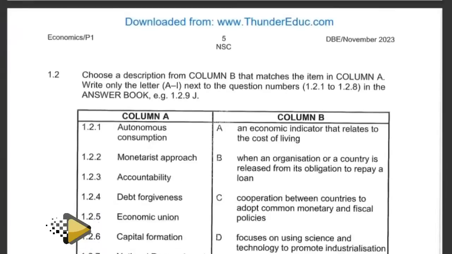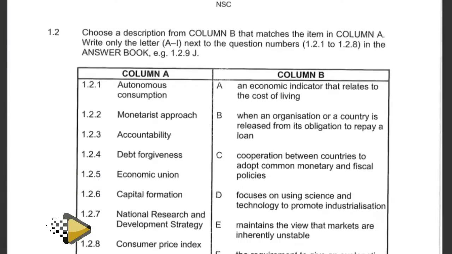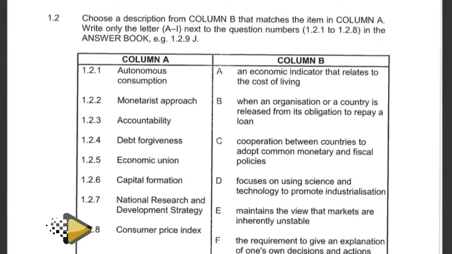Okay, so now at this juncture, we are done with 1.1. Then we are landing on 1.2. So our 1.2 reads as follows. Choose a description from column B that matches the item in column A. Write only a letter A to I next to the question numbers, for the examples given where we have 1.2.1 to 1.2.8, in the provided answer table.